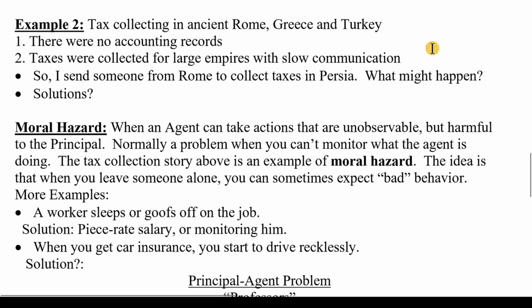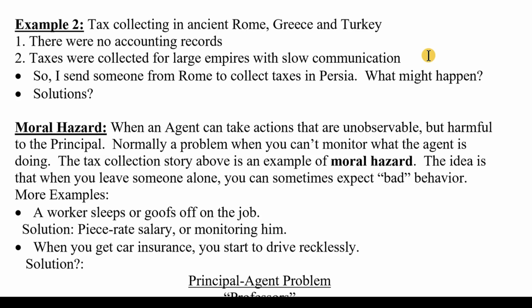All right, let's think about a different example here. Tax collecting in ancient Rome, Greece, and Turkey. Think about thousands of years ago. You're the ruler of an empire. You send your army out, you conquer some territory. Back in these days, there were no accounting records of these countries. Taxes were collected for large empires. The communication was slow. The ruling parties in this empire probably have never even been to many of these countries where they're trying to collect taxes from.